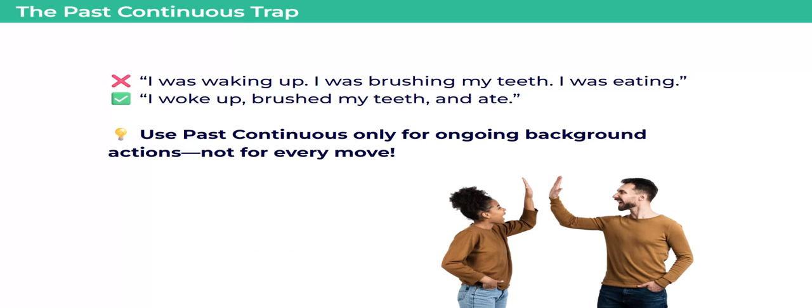We don't just use it on its own. It's used to create a background for a story, or to talk about two actions happening at the same time, but not three actions after each other. It doesn't work. We should say, I woke up, brushed my teeth, and ate. So use the past continuous only for ongoing background actions, not for every move. So this is something to think about.